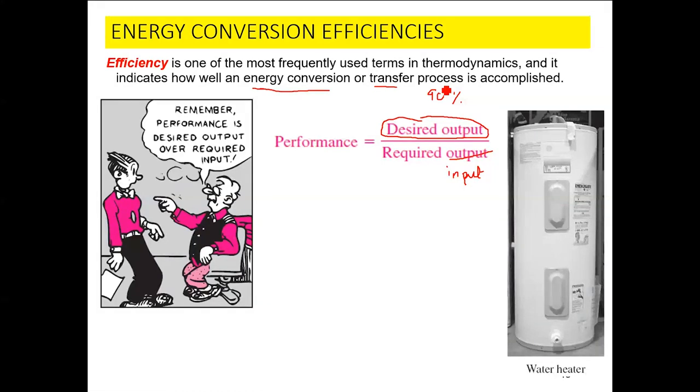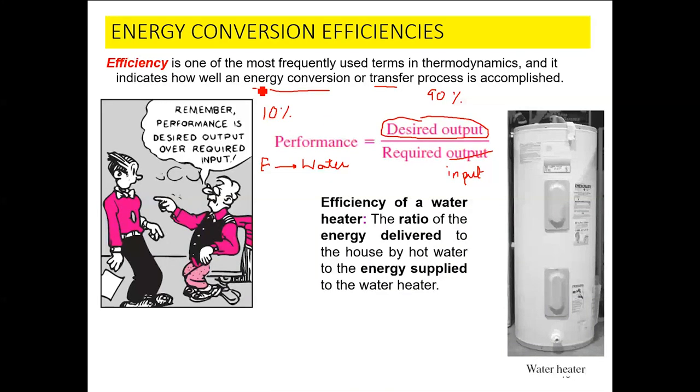All right. So once your electric power is 100% transferred to the water in the form of thermal energy, water has to get to the tap, or to the desired location. There is energy loss from the water to the surroundings as a result of the temperature difference between the water and the surroundings. So essentially, this 10% loss is associated with the energy transfer from the water to the surroundings. Clear enough? The efficiency of the heater is basically the ratio of the energy delivered to the house by the hot water as compared to the energy supplied to the water heater.